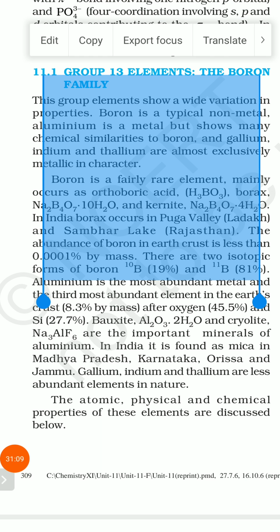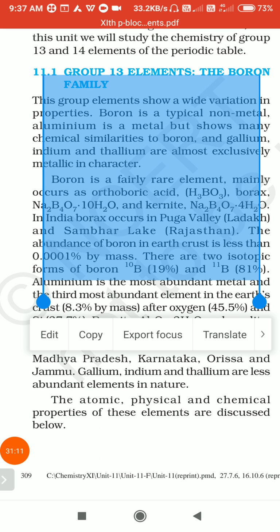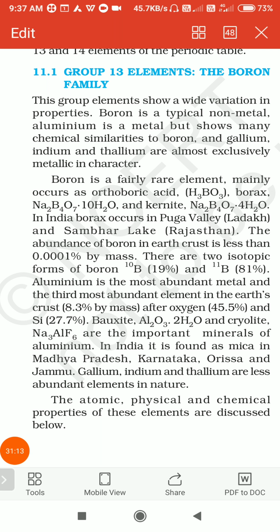Typical means the number of valence electrons is equal to their group number. How many valence electrons are present will be equal to their group number.